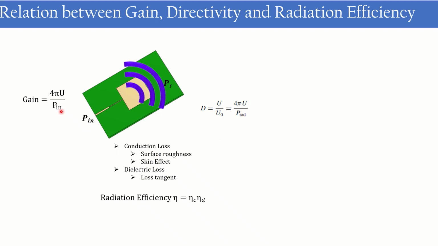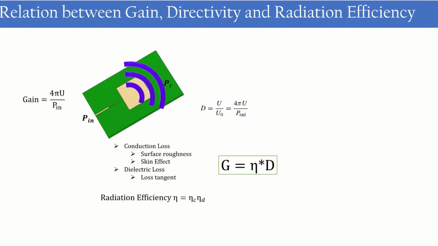You can see the difference in the definitions of gain and directivity. In case of the directivity, we are considering the radiated power. And in case of the gain, we are considering the total input power. So if we are considering the total input power, all these conduction losses and dielectric losses are taken into consideration in calculating the gain, because we know that Pin will be more than the P radiated. So the gain of the antenna will be less than the directivity of the antenna, and it depends upon the conduction losses and the dielectric losses, or in terms of radiation efficiency.